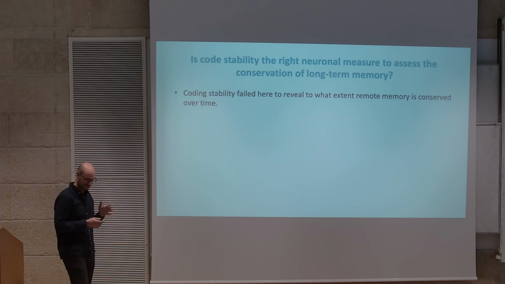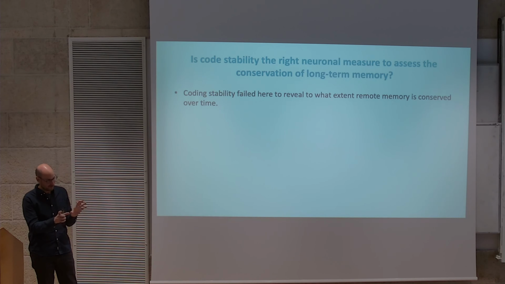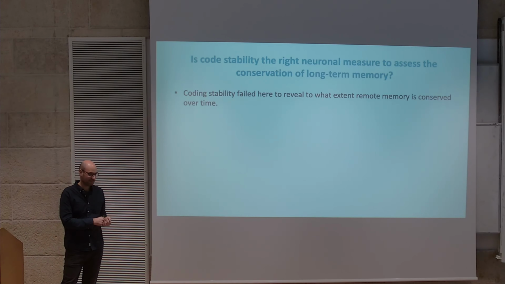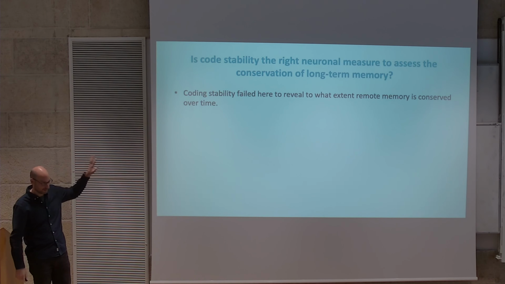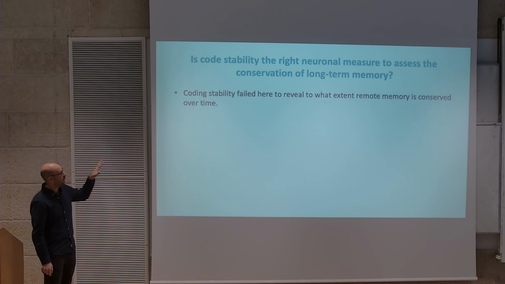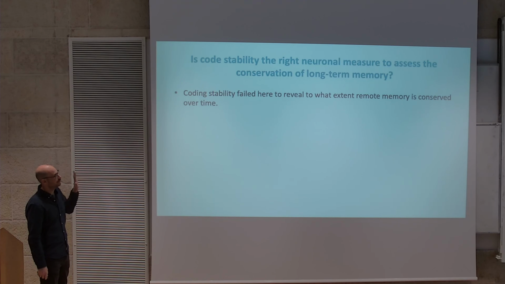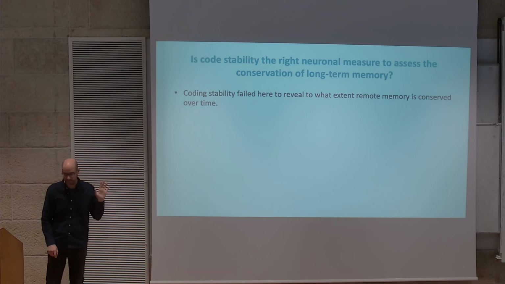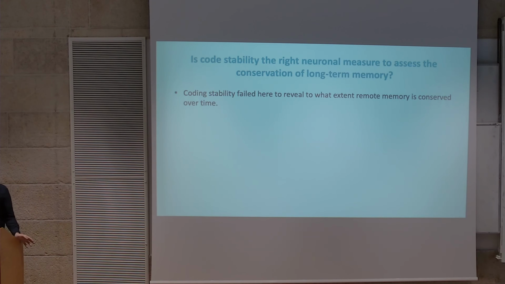Right, and there is such a theory, by Tim O'Leary, that suggests that the downstream reader may adjust together with the upstream circuit in a way that will adjust for that. So it's not what you just said. No, so let me clarify here. I think what we see here is that the standard traditional ways to analyze coding stability, in this case at least, fail to reveal to what extent remote memory is consistent over time. And this really got us thinking, is code stability, or the way we measure code stability, the right neuronal measure to assess the conservation of long-term memory over time?